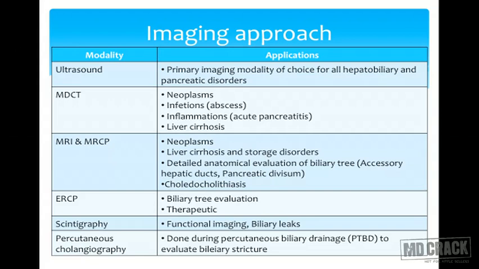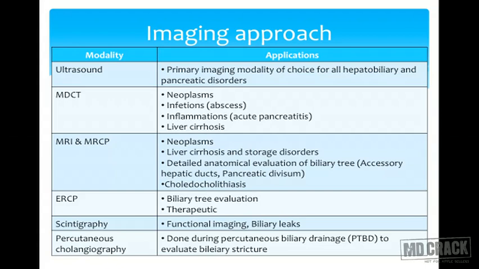MDCT, again, will tell you about neoplasms, infections, inflammation, and liver cirrhosis. It'll tell you everything. And when we look at liver cirrhosis, we're not just trying to look at the cirrhosis, we're even trying to see whether there's a mass developing within the cirrhotic liver, because hepatocellular carcinoma is known to develop within a cirrhotic liver. And obviously, we also need to know the condition of the portal vein.